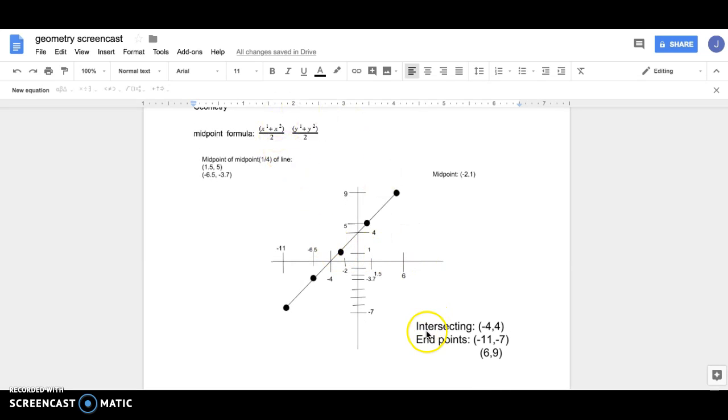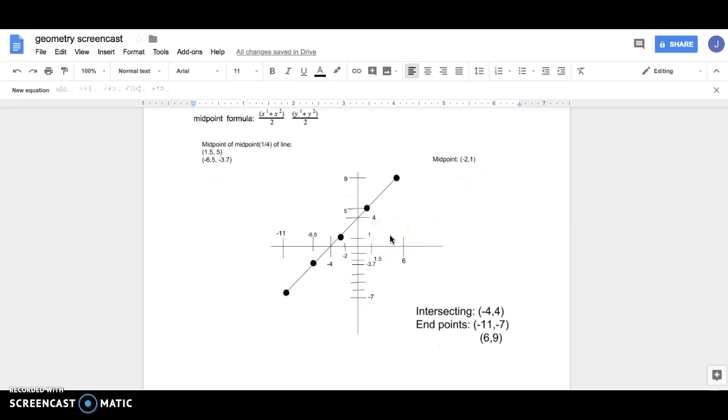So, calculating my midpoint, I was able to find that it is -2 and 1. And after I found this, I had to cut my line segment into fourths. So how I did that was by using my midpoint as an endpoint.